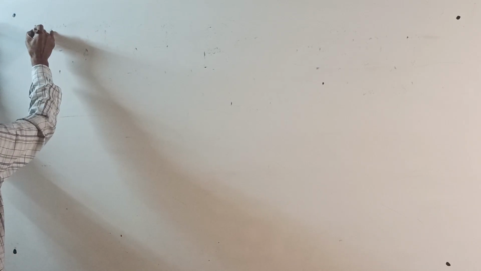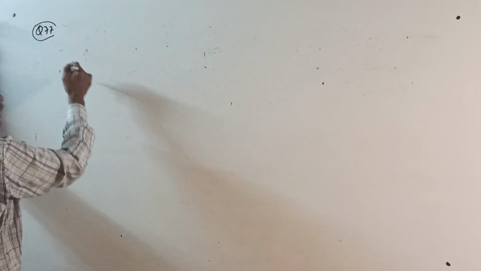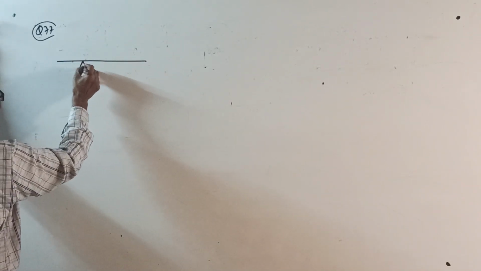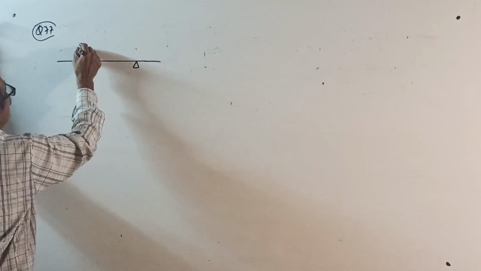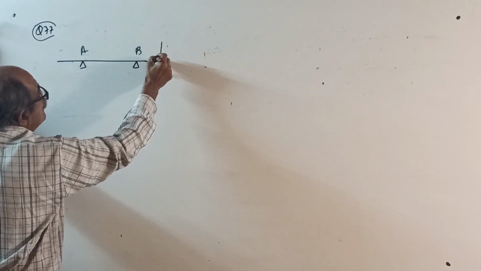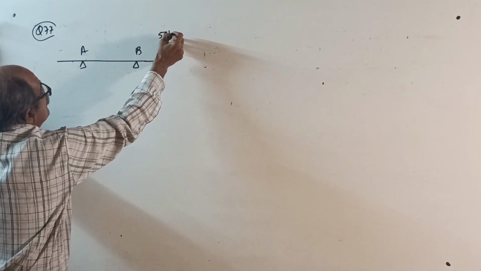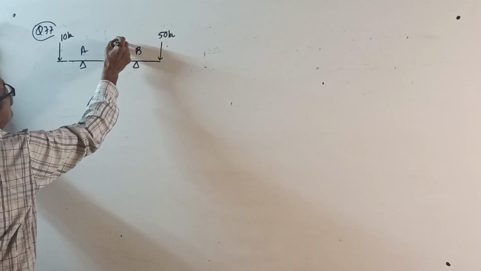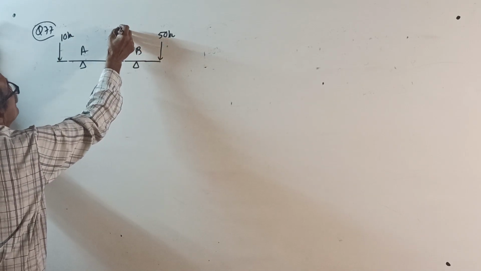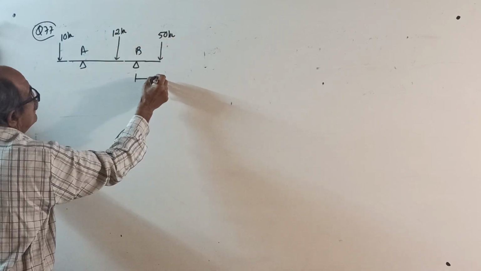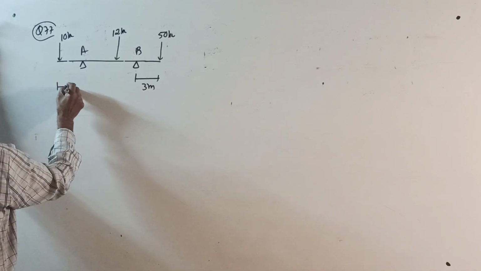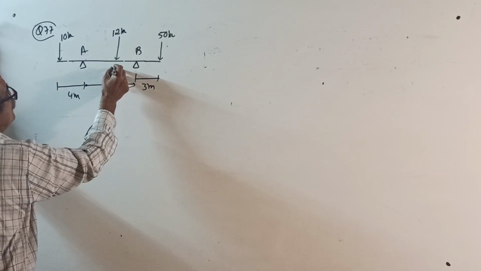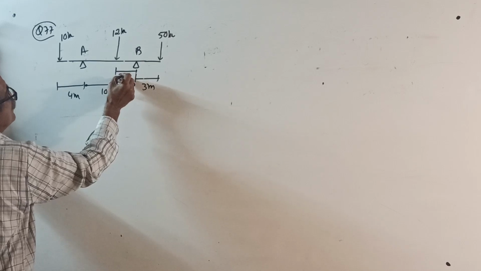Question 77. Where I got negative, I got right side negative. Now I'll set the question for negative reaction on the left side. AB. 50 kilonewton, 10 kilonewton and 12 kilonewton. 3 meter, 4 meter, 10 meter. This is at 3 meter.